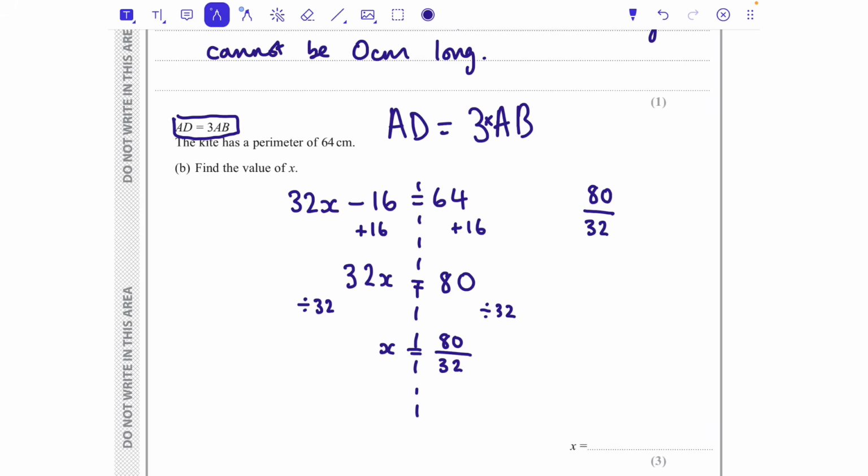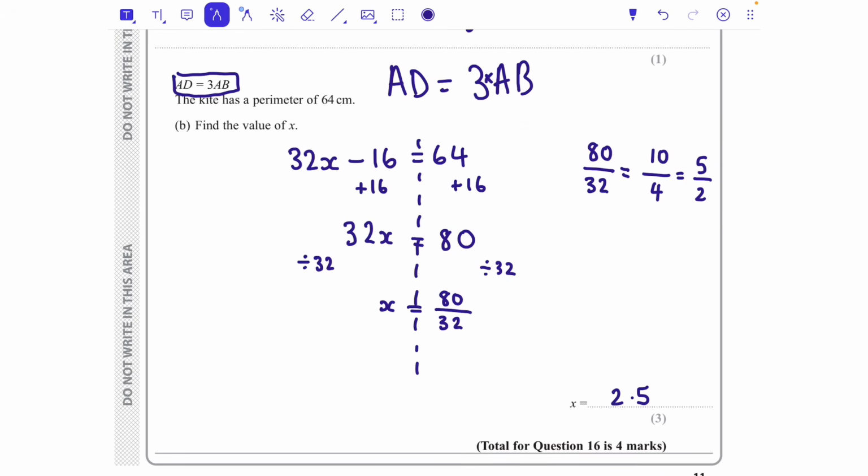They're both in the 8 times table, so I'm going to change that to be 10 over 4, which is 5 over 2, and 5 divided by 2 is 2.5. So if you're not sure of a division, write it like a fraction and just keep simplifying it. What you're dividing by goes on the bottom of the fraction.